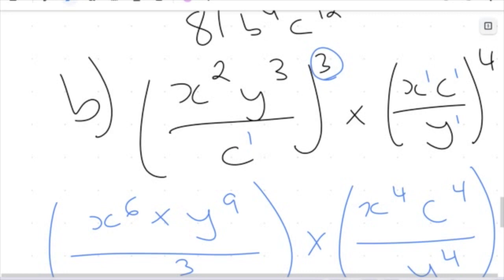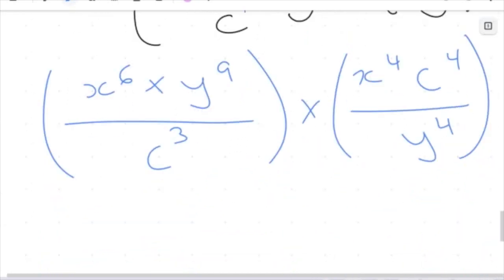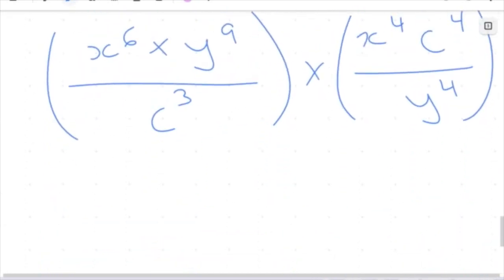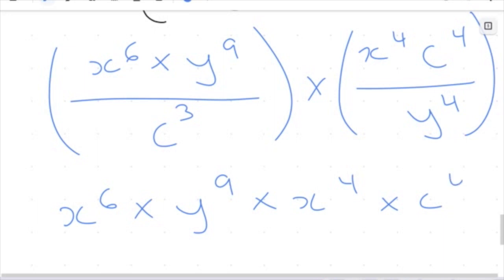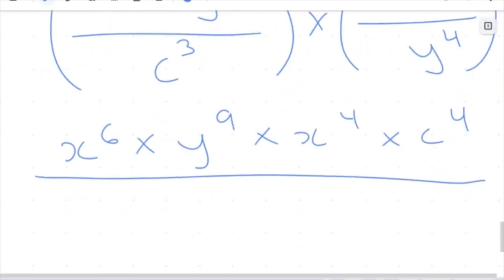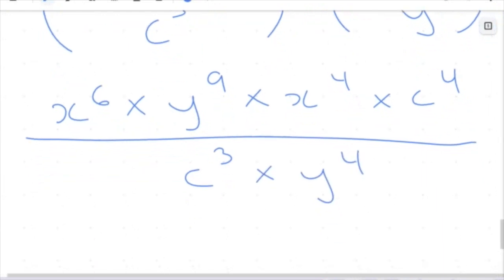But if this helps you think about it, if this helps you understand it a bit more, then by all means do it that way as well. Okay, now it is time to simplify. So we are multiplying fractions here. Now when we multiply fractions, remember, all of the numerators get multiplied, all of the denominators get multiplied. So this is like saying x to the power of 6 times y to the power of 9 times x to the power of 4 times c to the power of 4 over c to the power of 3 times y to the power of 4.